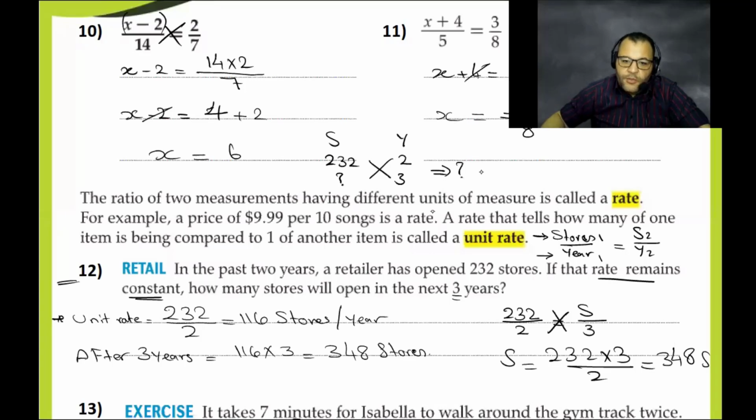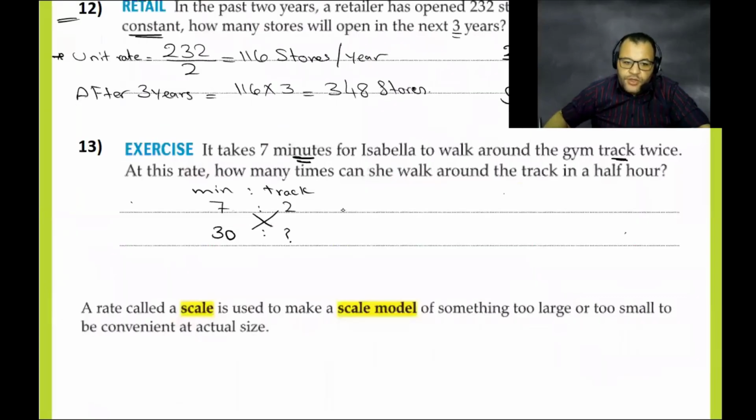So to find how many stores it will be, the two numbers which are opposite to each other will be written up, and the number which is opposite to the variable will be written down. So by multiplying, you will find 248. That will also be the same. Now we need to find how many tracks, which is x equals.